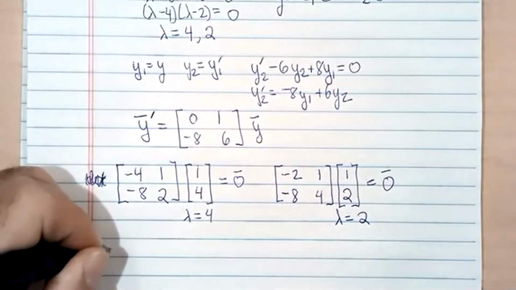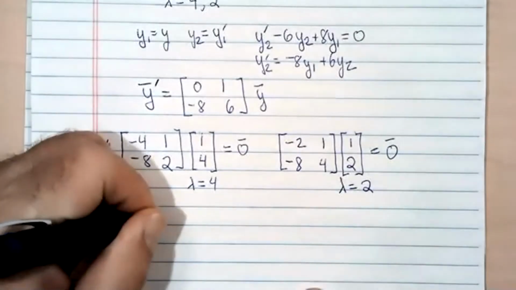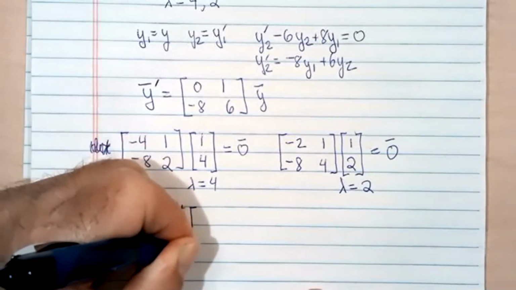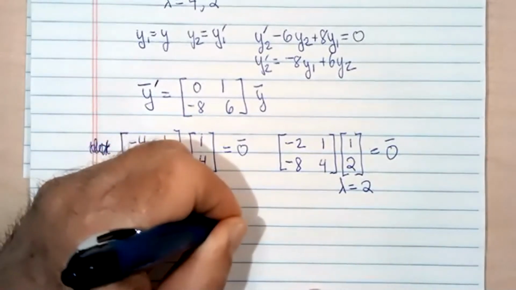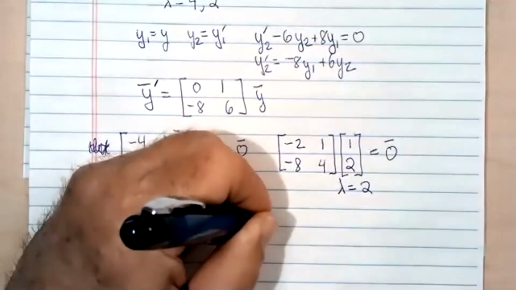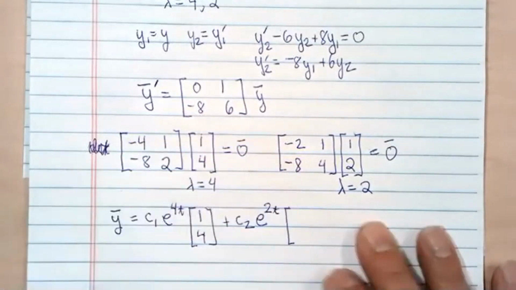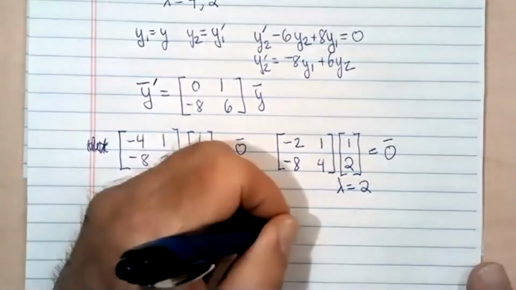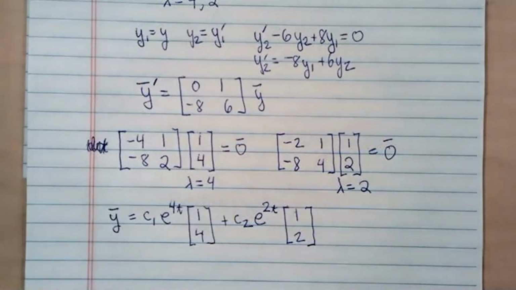So y equals C1 e to the lambda 1, that's 4t, times its eigenvector, 1, 4, plus C2 e to its eigenvalue times t, 2t, and then the eigenvector, 1, 2. I wrote it correctly, I didn't say it right. And yeah, it looks okay.